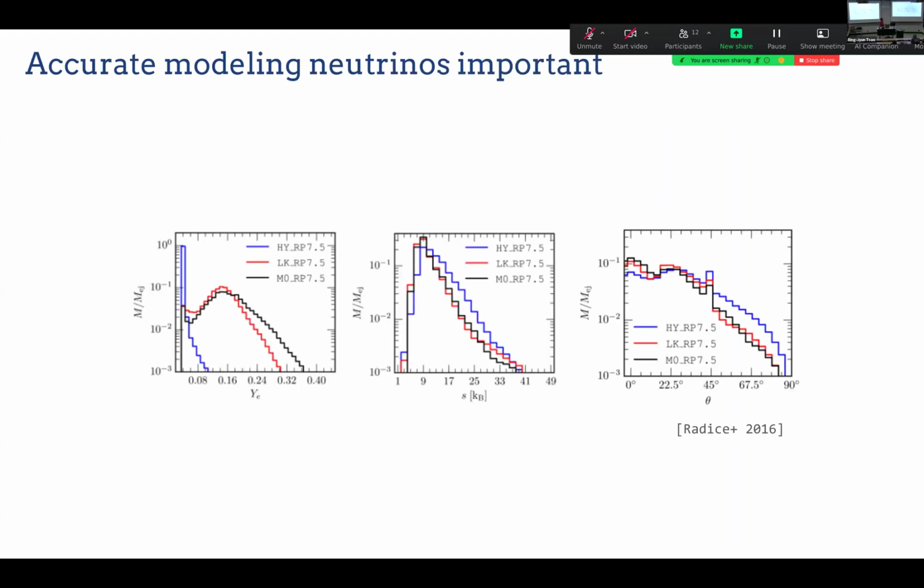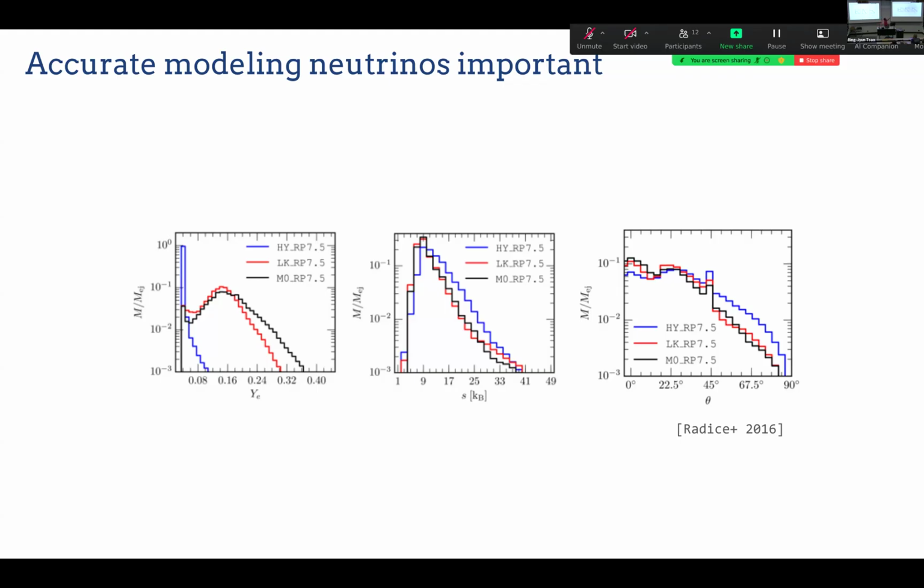Having neutrinos in the simulations is important, but having accurate modeling of neutrinos is also very important. And this plot demonstrates this. This is from a very old paper in our group. What is seen here is a histogram of electron fraction and specific entropy, and the angular distribution of the ejecta in a BNS merger in some snapshots.